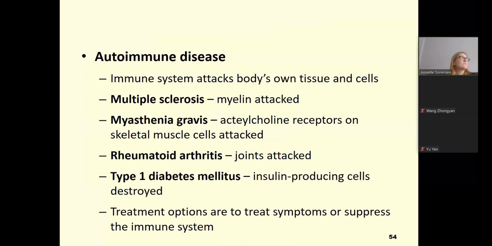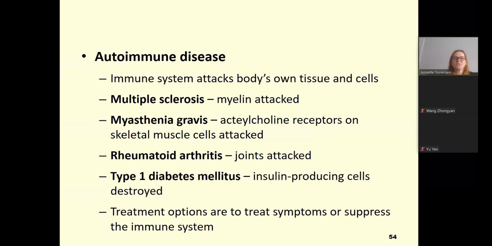Now, autoimmune disease, I have already alluded to it. So autoimmune disease is when the immune system attacks the body's own tissues and cells. An example is multiple sclerosis. In multiple sclerosis, you get attack on the myelin sheaths, which are wrapped around the neurons and are involved in neural transmission.